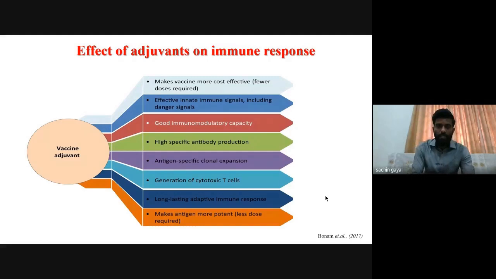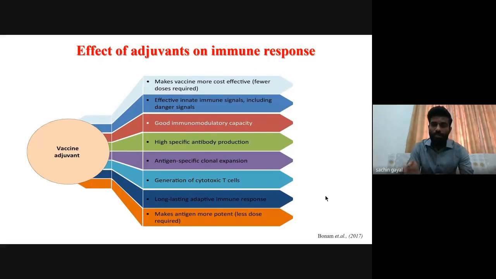We can see the various effects of adjuvants on immune response. They give high specific antibody production and antigen-specific clonal expansion. There will be generation of cytotoxic T cells, and it gives long-lasting adaptive immunity to the animal. And it is cost effective, because there is production of low antigen with that adjuvant. That's why it makes antigen more potent and a low dose is required.